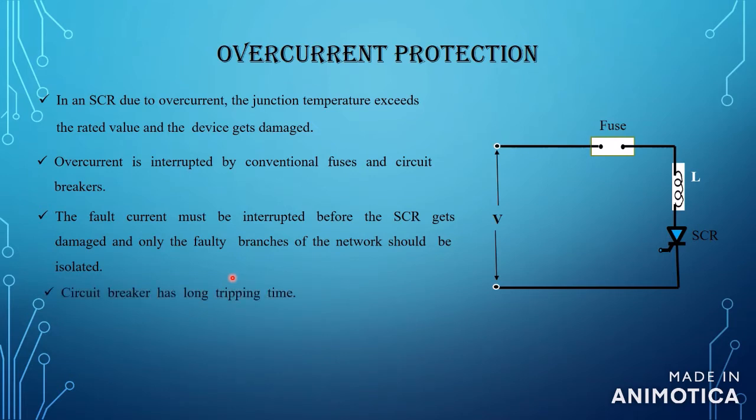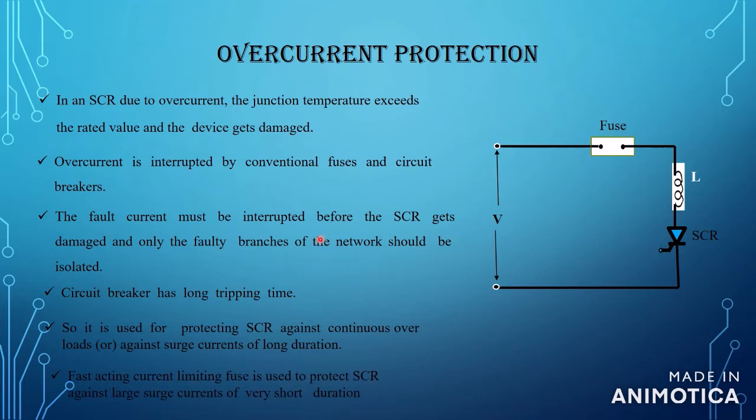Nowadays circuit breakers are employed because they have longer tripping time. These circuit breakers are used for protection of the SCR against the surge currents which occur for a longer duration of time, and at the same time fast acting current limiting fuses are also employed to protect against the surge currents of shorter duration. Now the circuit breaker is connected in series with the fuse as shown in the figure.